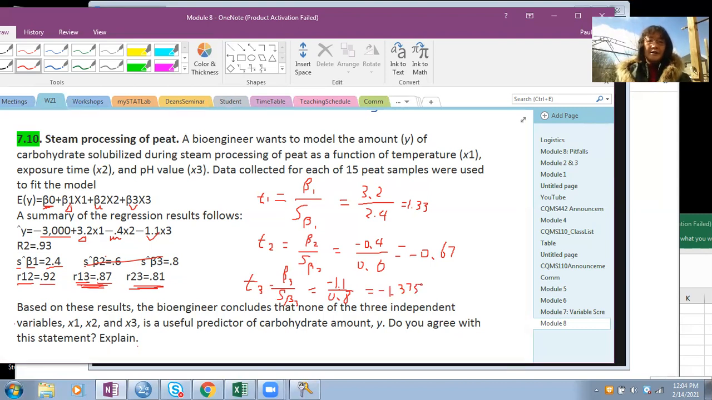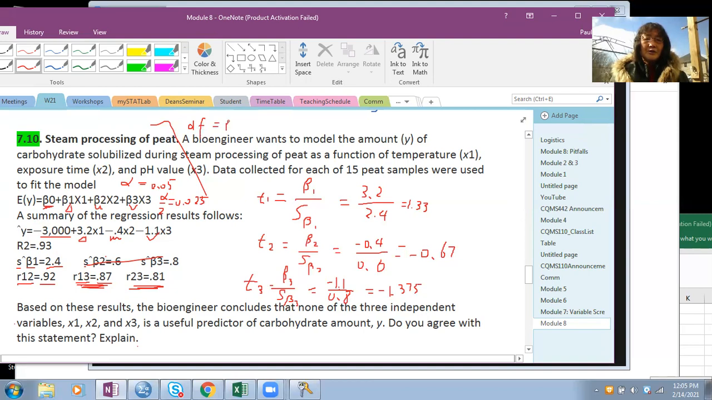Once you have the test statistic, you get the critical value for t. Suppose alpha is 0.05, and usually it is a two-tailed test. Okay, so when alpha is 0.05, half alpha is 0.025. Okay, and degree of freedom equals sample size minus the number of x variables plus 1. So sample size is 15. And how many x? We have 3 x. So degree of freedom equals 11.